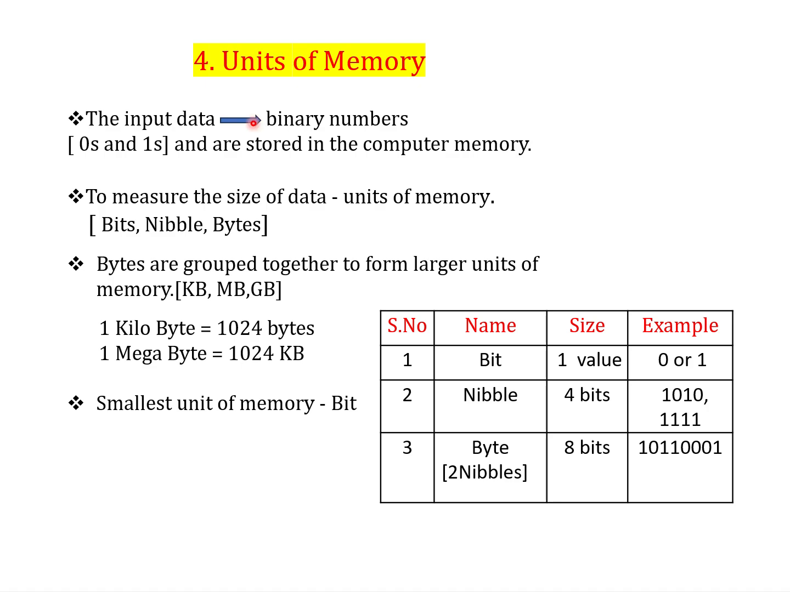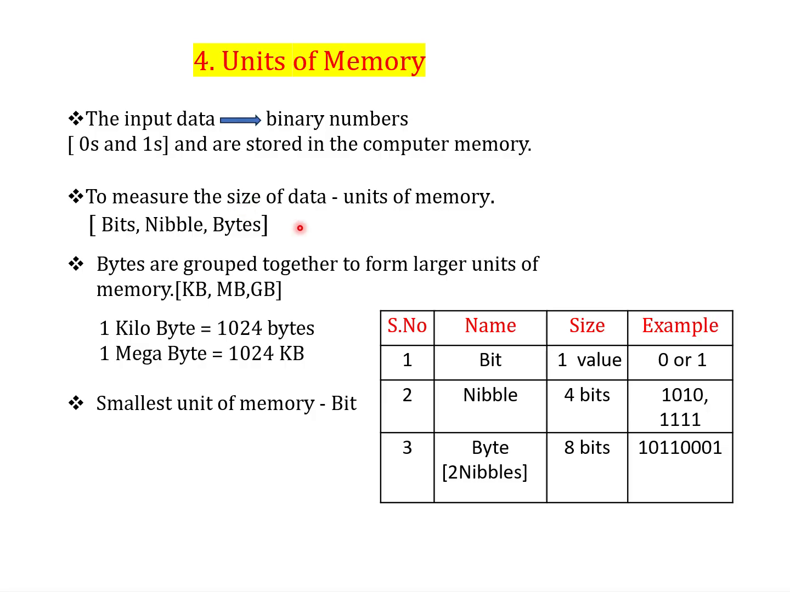In this video, we shall discuss the units of memory. The input data given by the user is first converted into binary numbers and then it is stored in the computer memory. For example, the input data given by the user can be text data, or an image, or a video. So that input data is first converted into binary numbers. Binary numbers are nothing but a combination of zeros and ones, and then they are stored in the computer memory for further processing.